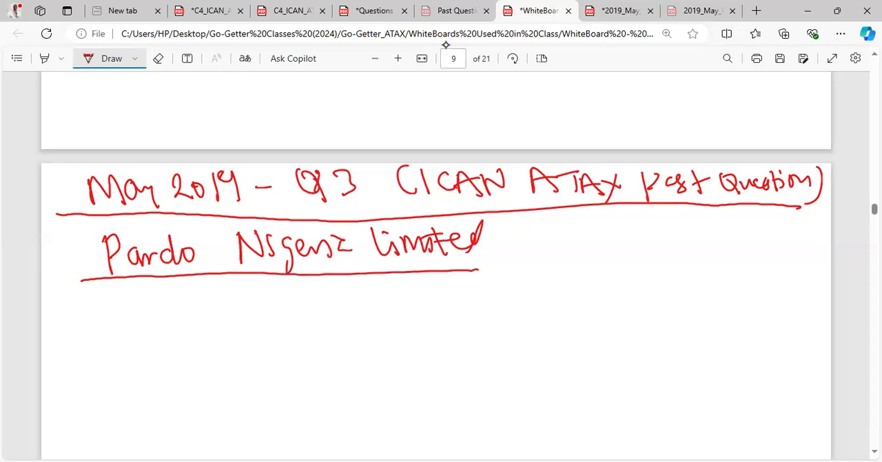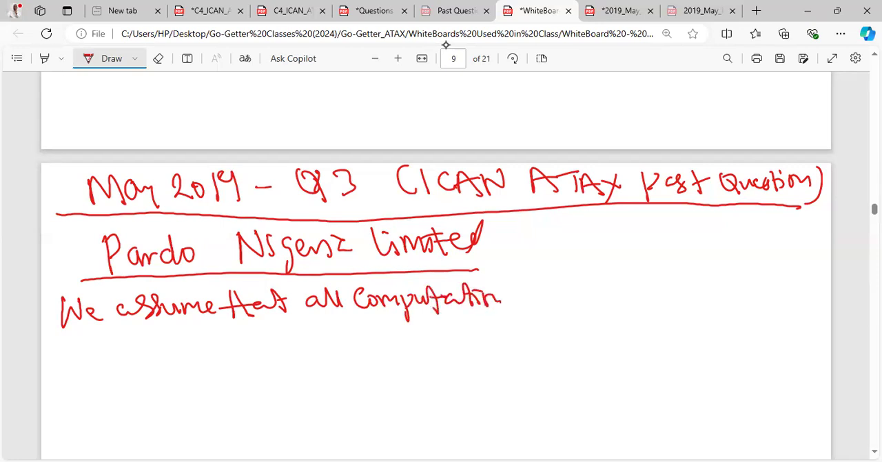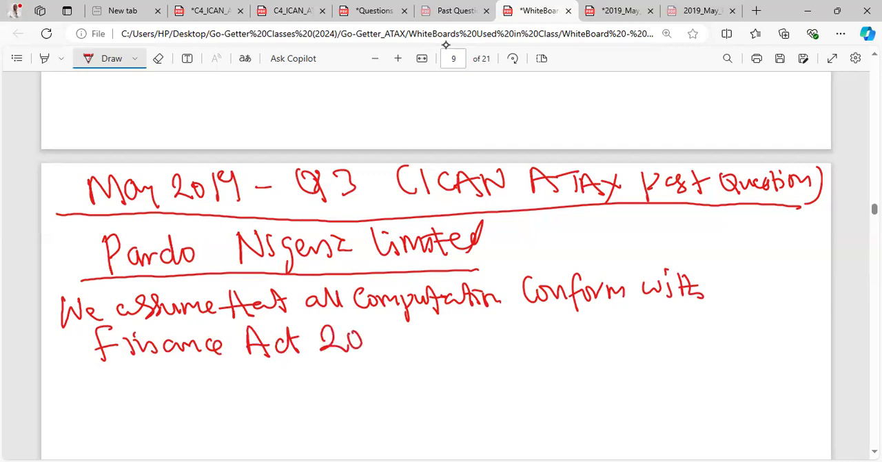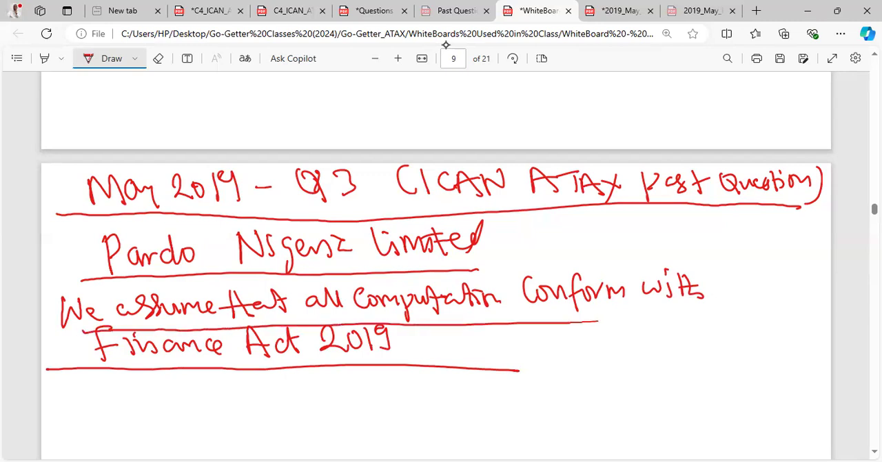So we'll say we assume that all computation conform with Finance Act 2019. Now, this should not be done in the exam because you are not supposed to assume. We are just using this question to explain how to do the new rule. They will not give you a question that is going to be with the old rule. So we're using this one to pretend as if it is a new one.